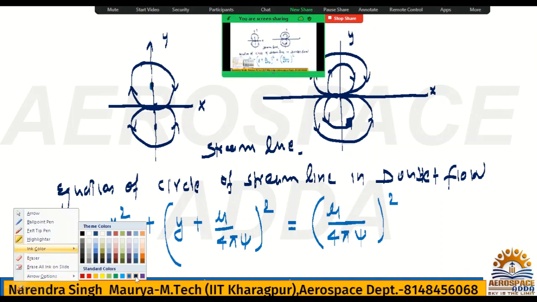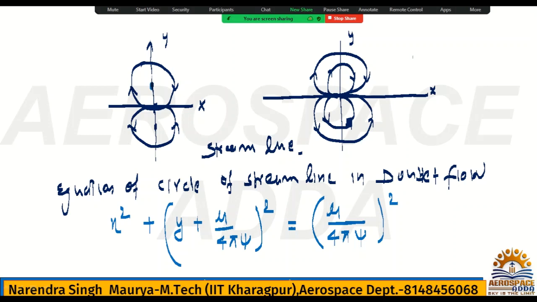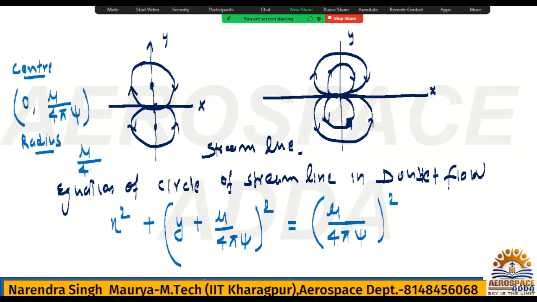So what will be the center of this circle? Center will be what? 0 comma mu upon 4 pi psi. This is a very important result. What will be the radius? Radius will be mu upon 4 pi psi. This is the radius. These two results are very important.